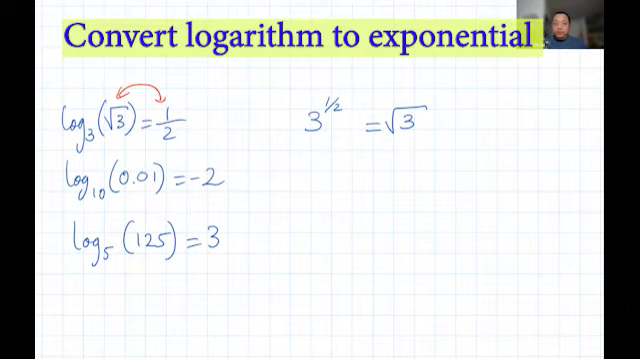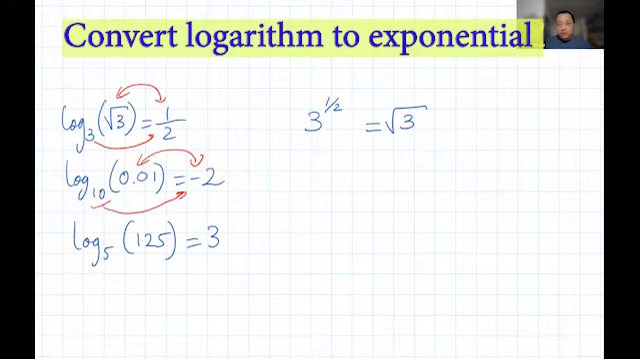Another way you could view this conversion is that the 3 moves over to this side and it pushes the 1/2 upstairs. Let's now convert the second example. You can think of it as switching these two numbers, or you can also think of it as the 10 moving to this side and pushing the -2 upstairs. And either way, you end up with 10 to -2 is equal to 0.01.